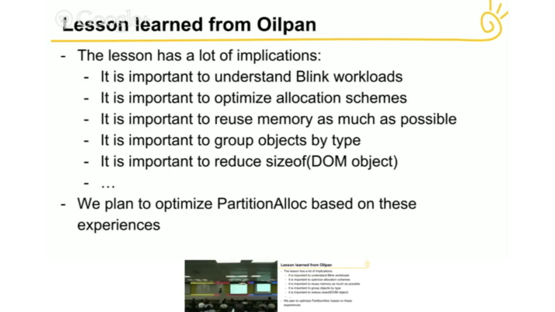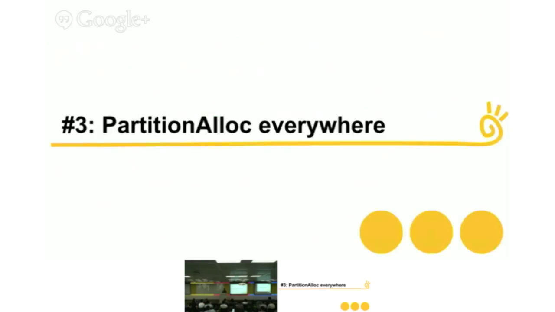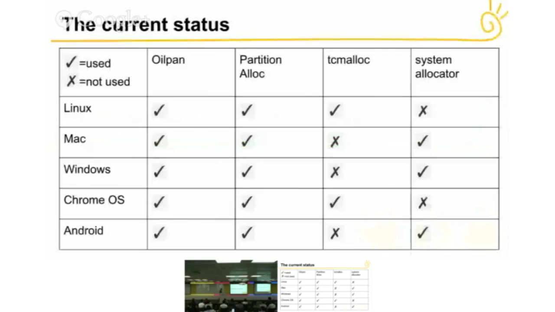Okay. Okay, so the action item 3 is partition alloc everywhere. This is the current status of the allocators in Blink. It's very complicated. We have Oilpan, PartitionAlloc, TCMalloc, and system allocator.